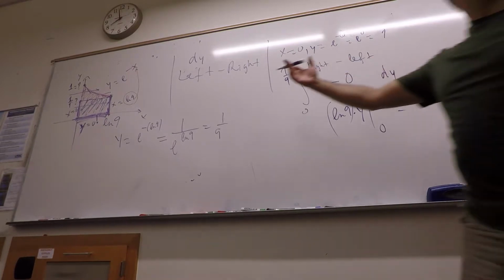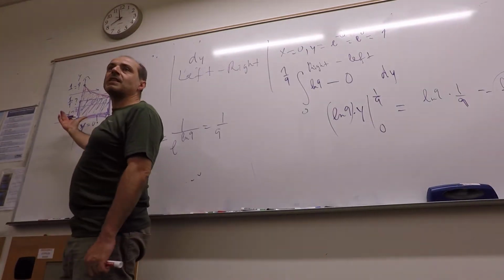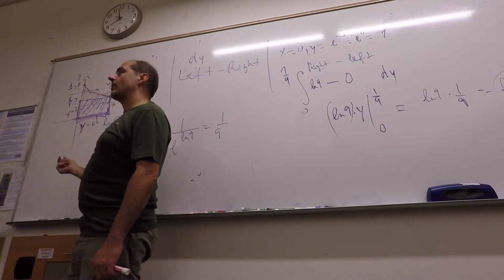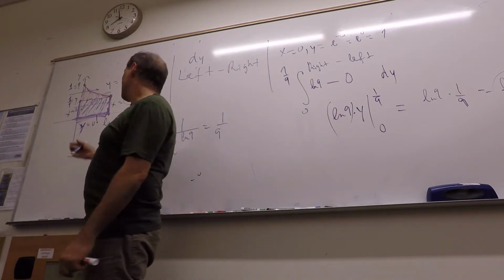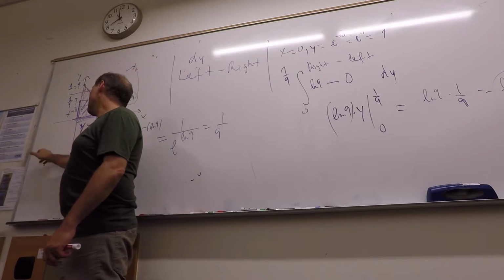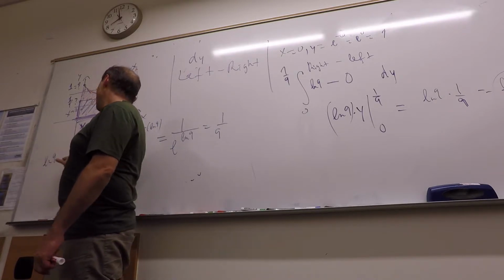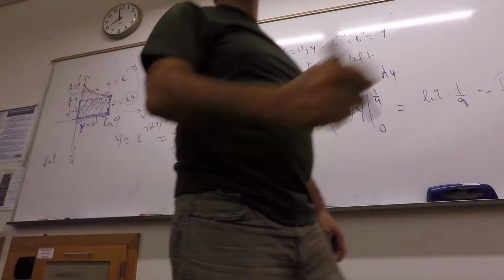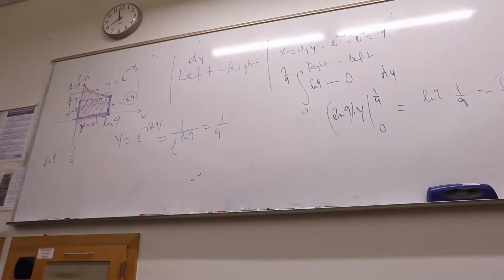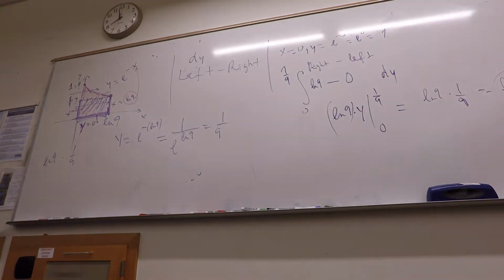So what if you do it as geometry? How would you? Width times length, right? Yeah. What is the width? The length is ln of 9, right? Yeah. And what is the height? 1/9. Is it the same thing? Yeah, because it's a rectangle, right? Fine. But now the other one is not a rectangle. So the other one, that was nice.